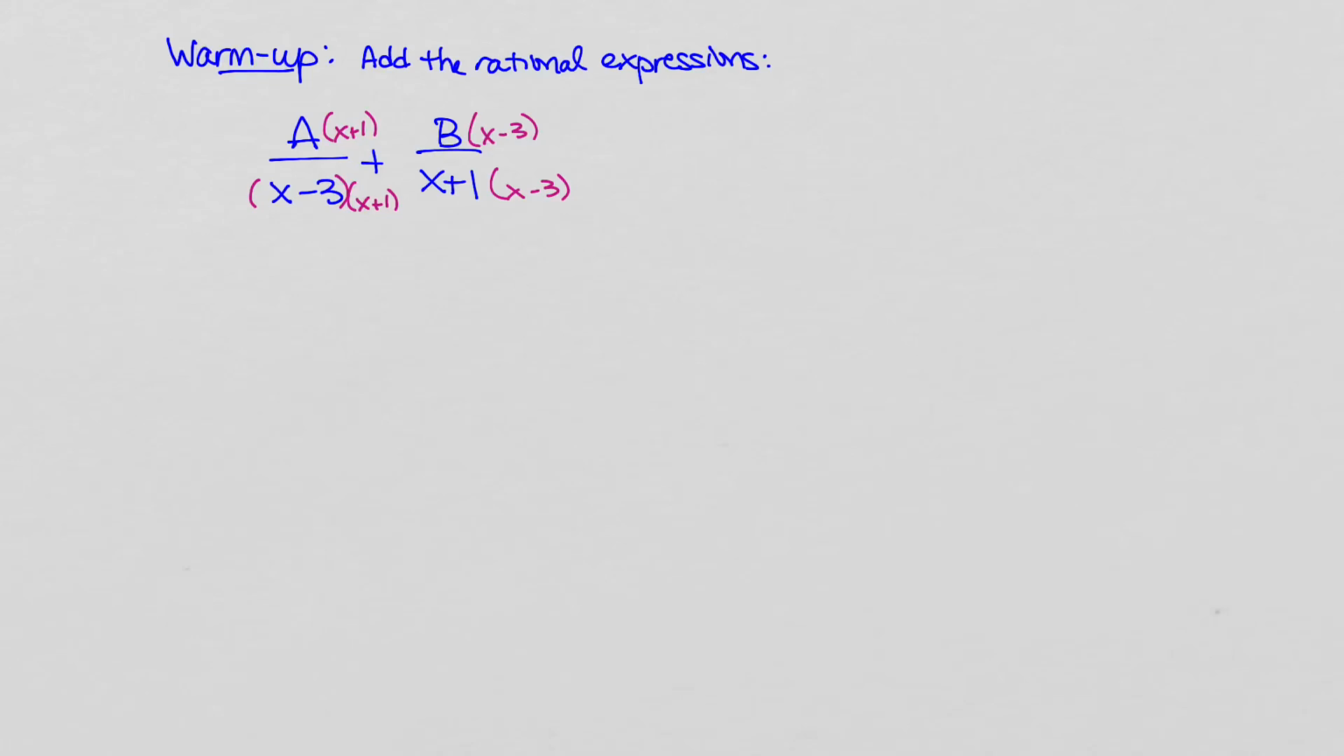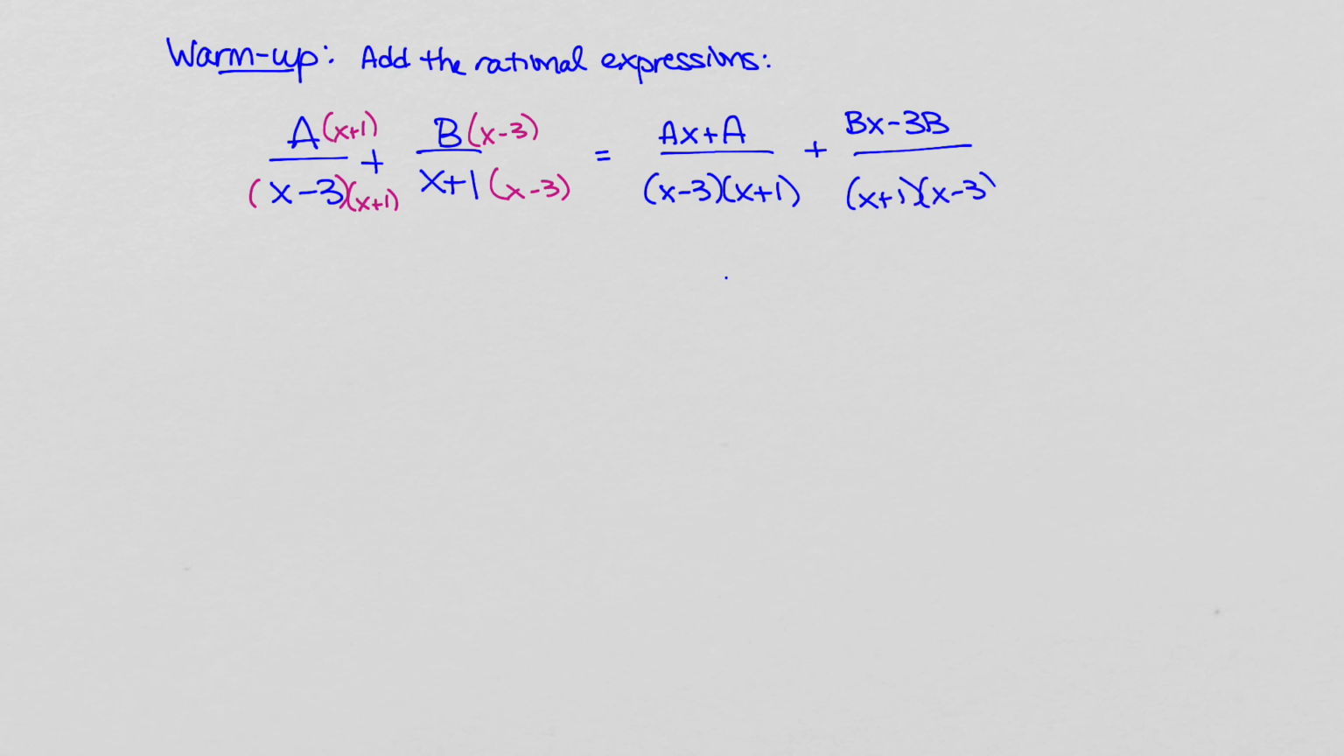Up here, we're just putting together two rational expressions. We're doing it by getting a common denominator. And so on top we get ax plus a, and then you have x minus 3 times x plus 1. And on the other side, bx minus 3b, x plus 1, x minus 3. We're just practicing this because it's been a long time maybe since we added things up.